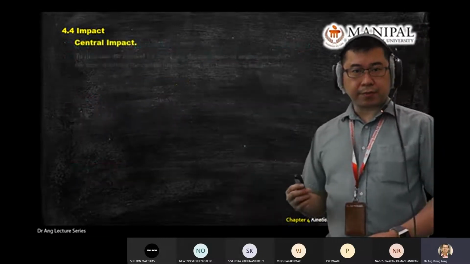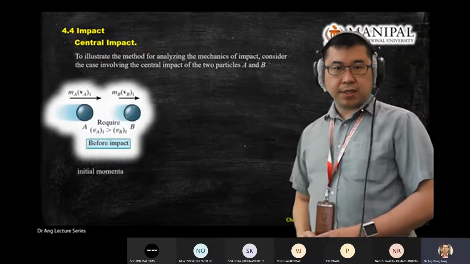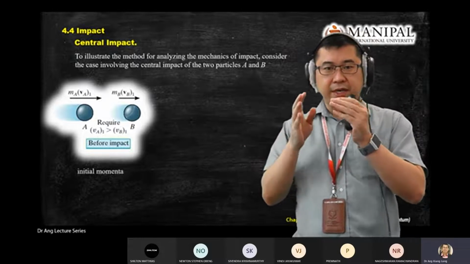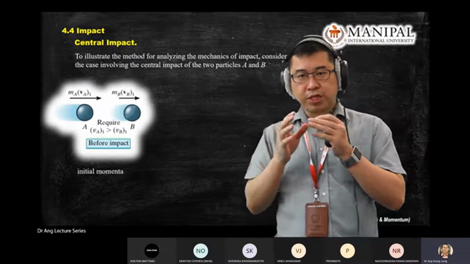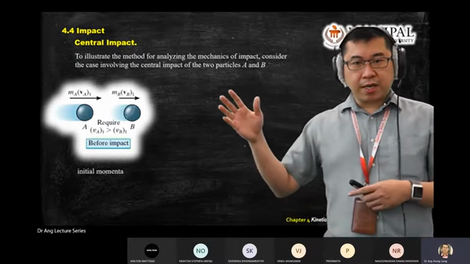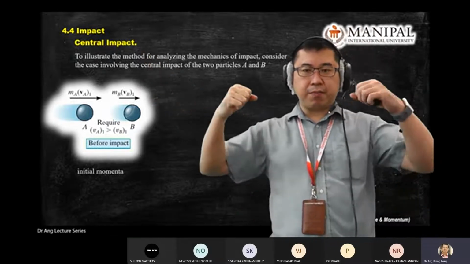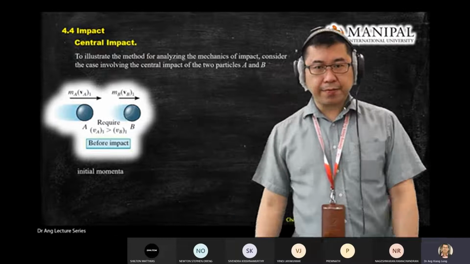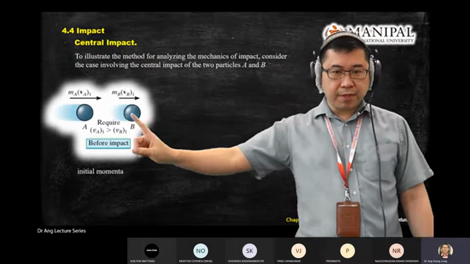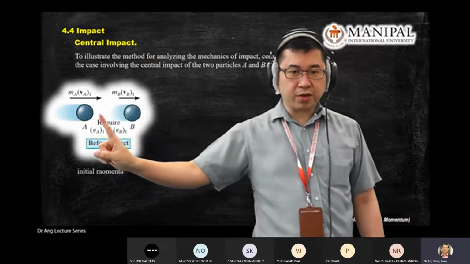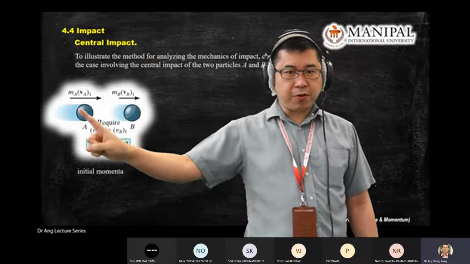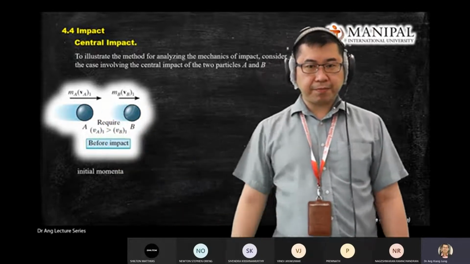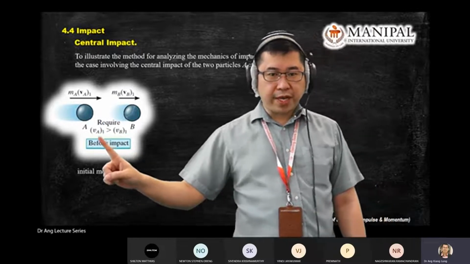All right, let's look at central impact. Before the impact, we can break the motion into a few sequences. We look at central impact first, which means both objects meet along the line of impact. So let's look at the mechanism. Before impact, let's say you have two objects on the screen, object A and object B, both coming with different velocities, VA and VB.